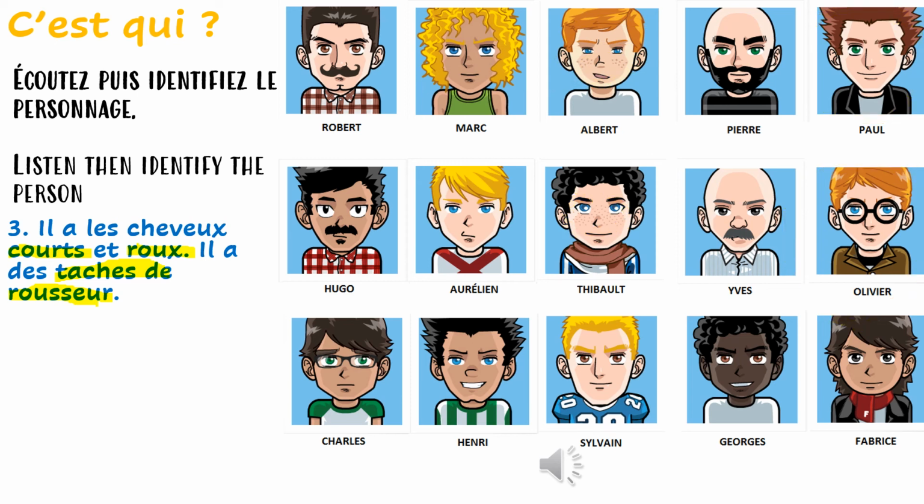Who is it, guys? Il a les cheveux courts et roux. Il a des taches de rousseur. C'est... Oui, d'accord, tout à fait, c'est Albert, les cheveux courts, les cheveux roux, et des taches de rousseur, triple whammy. It is Albert. I hope you got that one right. Let us continue, on y va.